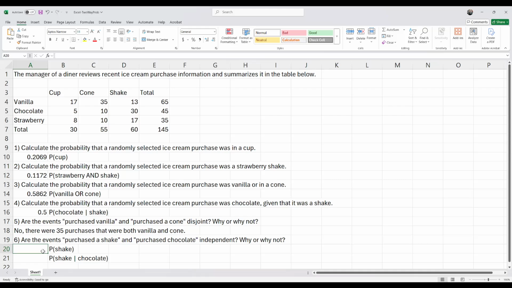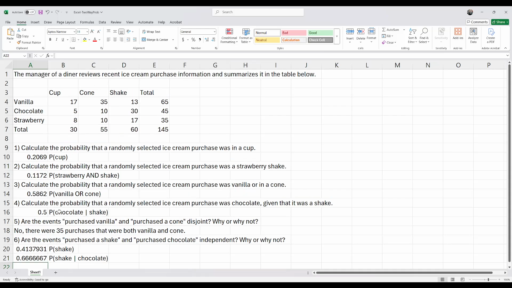But if the probabilities are significantly far apart, we would say that there is a difference in those probabilities, so that they would actually be considered dependent. Knowing whether one event happened would actually affect the probability of the other. So let's see what happens here. If we want the probability of choosing a shake, that would just be the 60 out of 145. If we want the probability of choosing a shake given that it's chocolate, we're going to be looking inside just that chocolate row there. So we're going to say out of the 45 ice creams that were chocolate, 30 of them were shakes. And so this would actually be 30 out of 45.